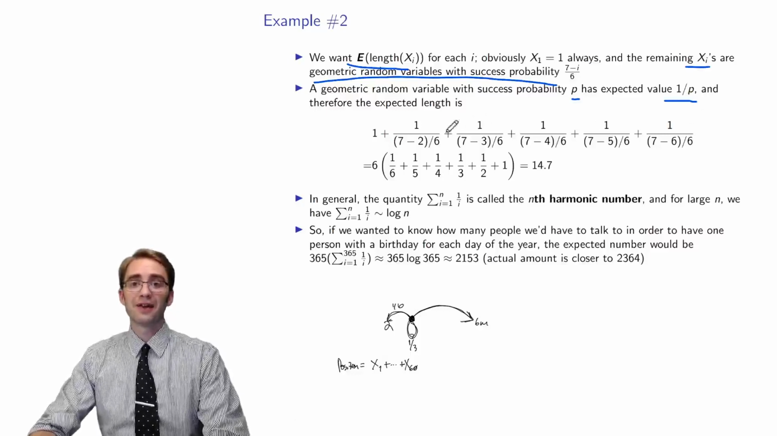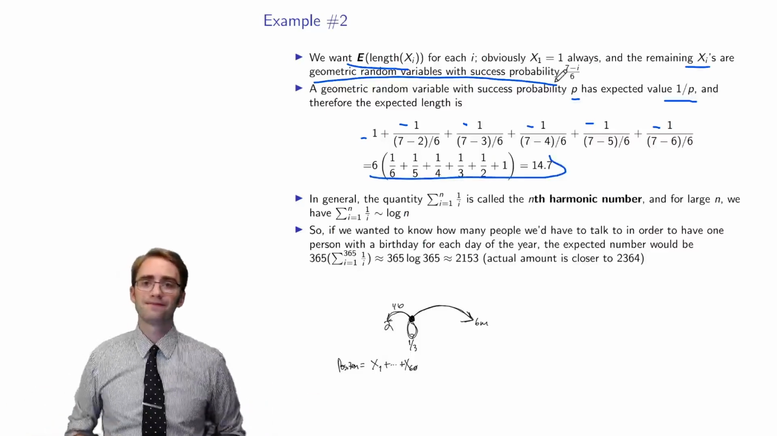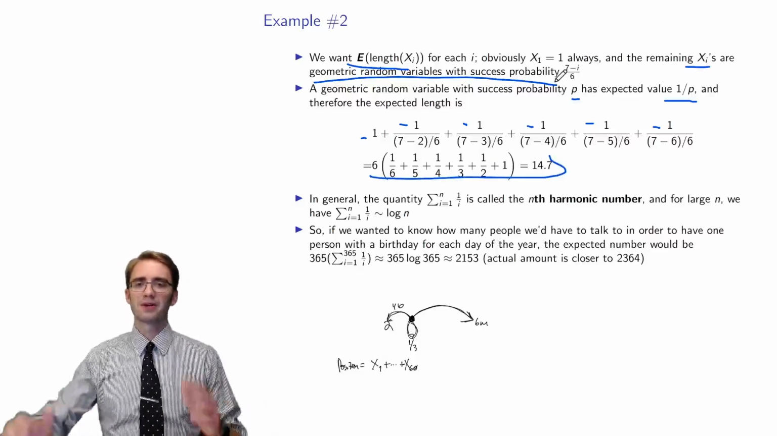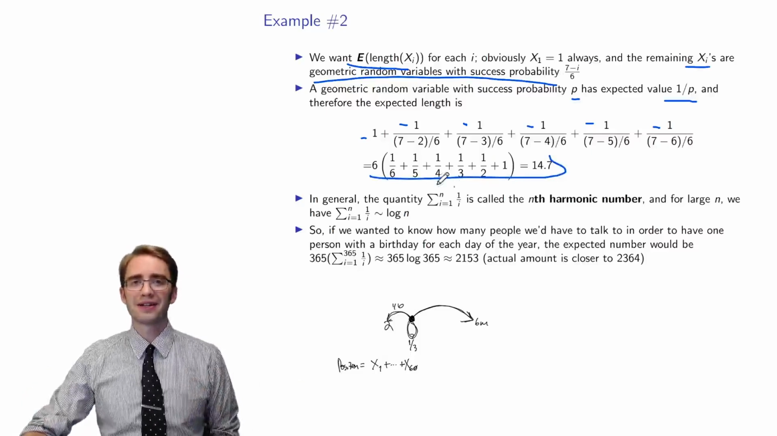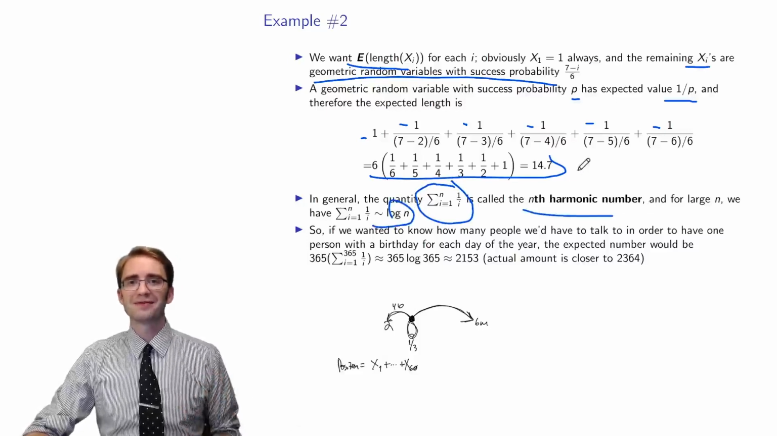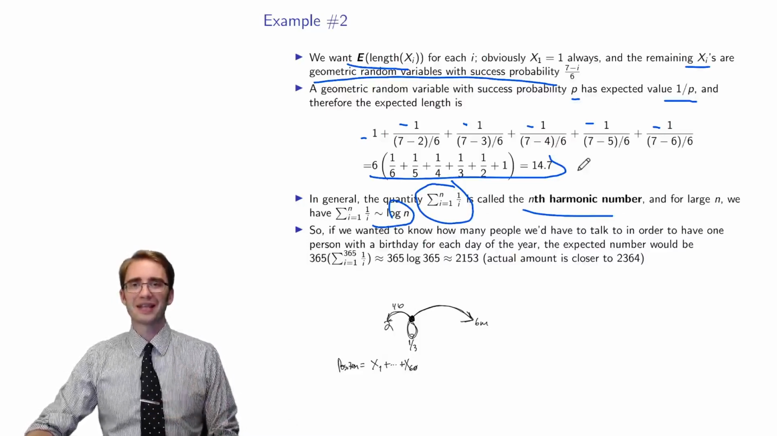And therefore the expected length of all these segments will be 1 plus 6 on 5 plus 6 on 4 plus 6 on 3, and so on and so forth. Work those numbers out, you get 14.7. So that's what that is. That's how we computed that. In general, this quantity here, this summation, the sum from i equals 1 to n of 1 on i, is called the nth harmonic number. And for large n, it looks like a log of n. So basically, log of n is how many attempts you need to make for like n boxes of cereal.